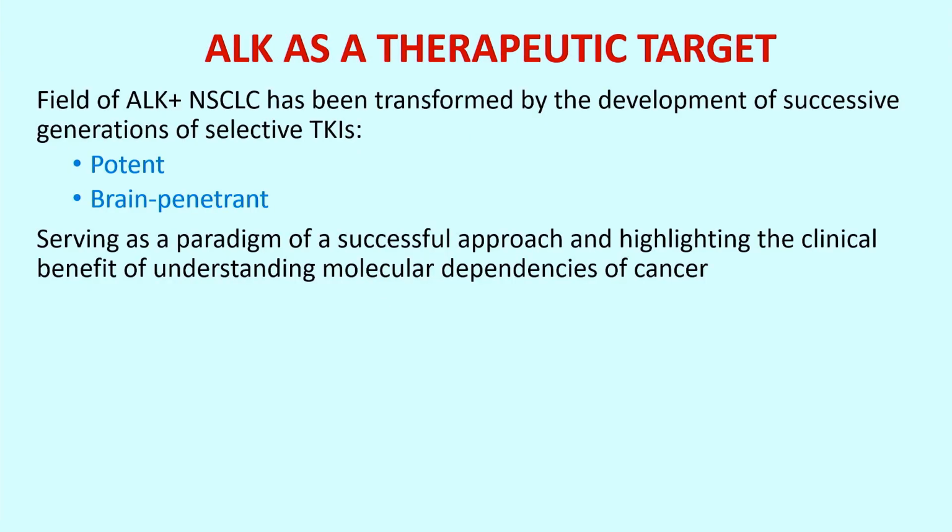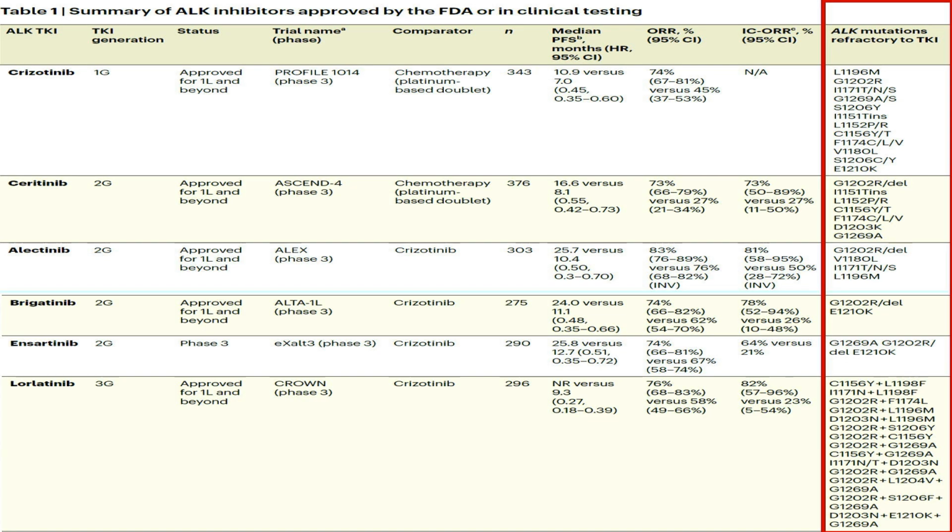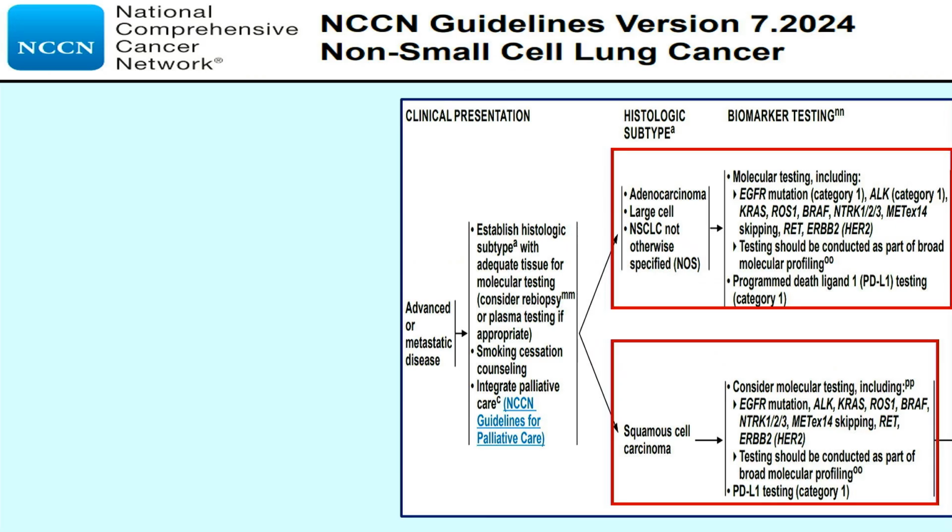So, ALK as a therapy target: we can see the field of ALK positive NSCLC has been transformed by the development of successive generations of selective TKIs, which are potent and brain penetrant. Next slide, please. So this is a list of recent FDA approved drugs: crizotinib, alectinib, brigatinib, lorlatinib, and ensartinib. Next slide, please.